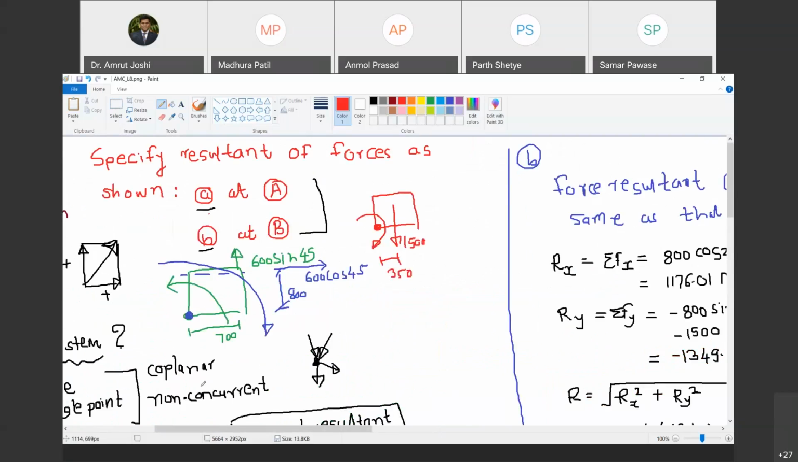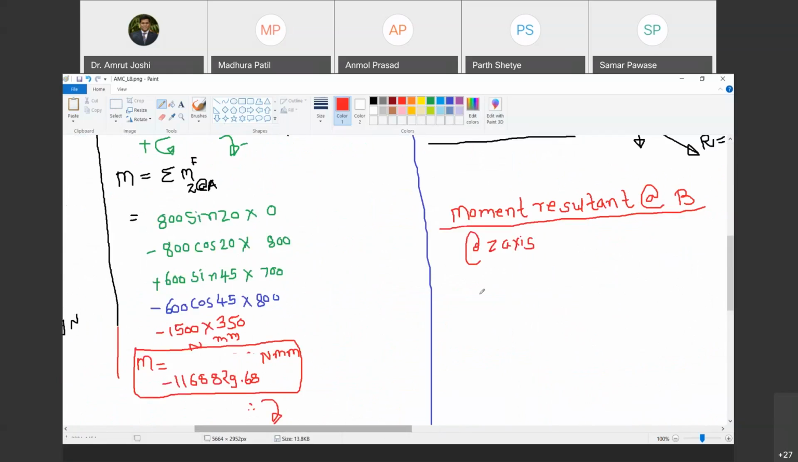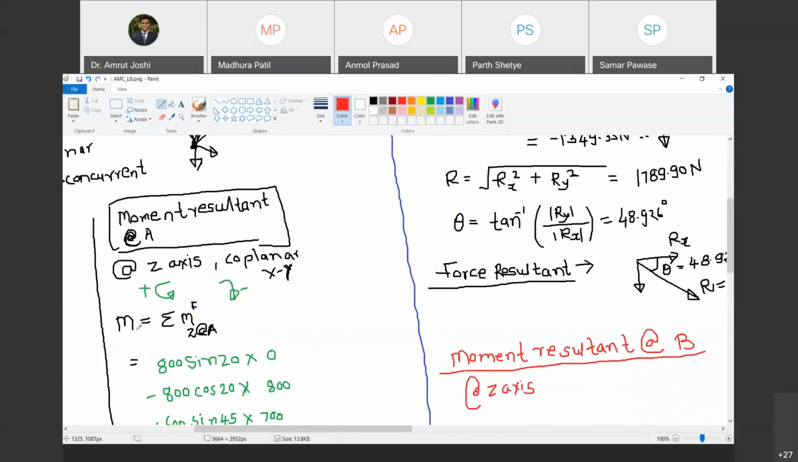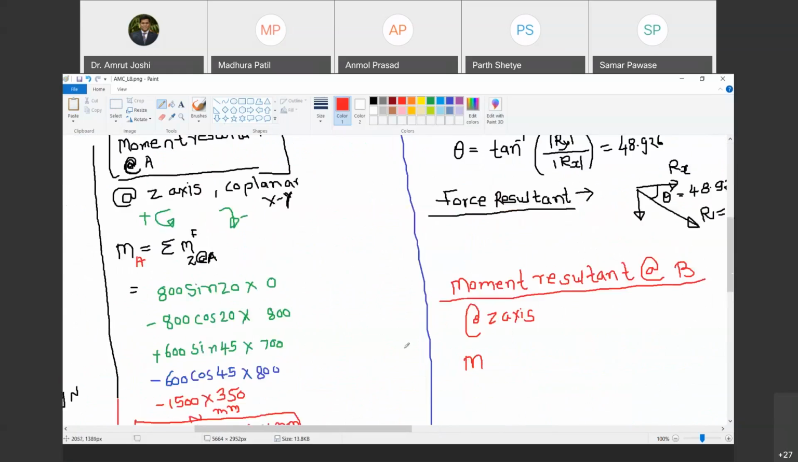So what we need to do is this moment resultant M. The earlier one was at A, so I will write it with the suffix A. Are you with me? Yes, sir. Moment resultant at B is equal to the summation of moments of all the forces about the z-axis passing through B. Do you agree with me?